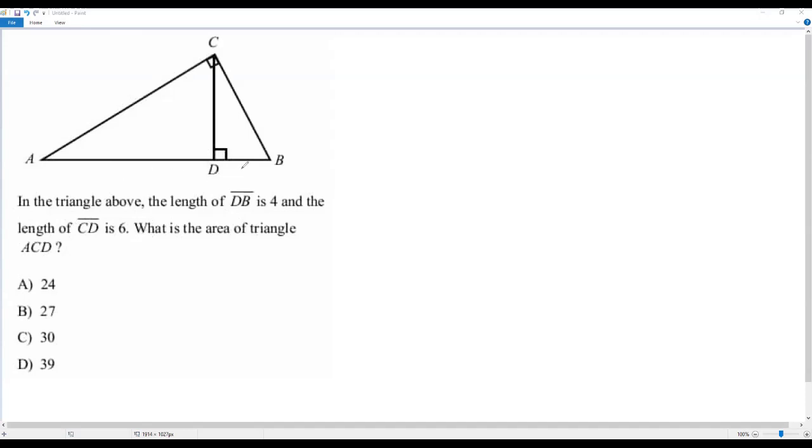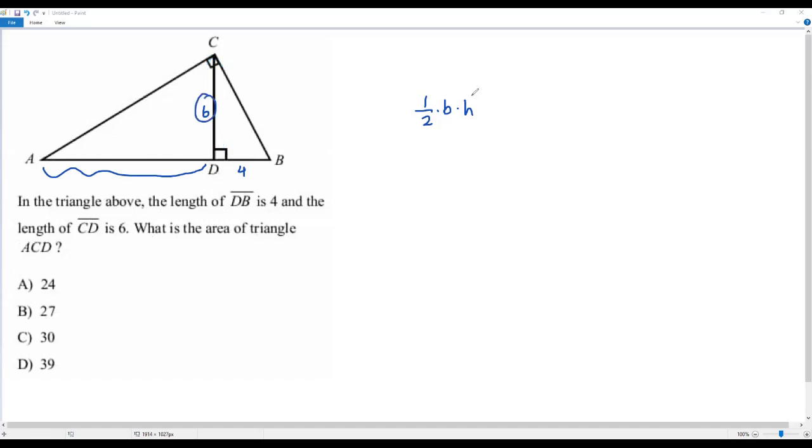Okay, the length of DB over here is 4 and the length of CD is 6, and we have to get the area of the triangle ACD. To get the area of a triangle, we can use the formula 1/2 times base times height. For this triangle ACD, I must know the length of the base. The base is the side AD of the triangle, and the height is the side CD. I know the height of the triangle ACD, that is 6.